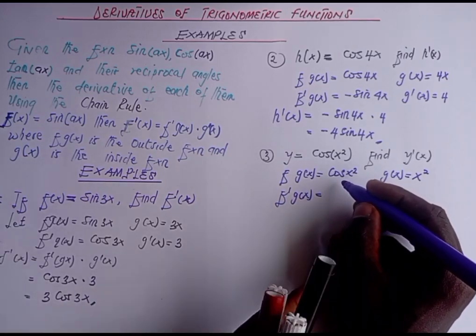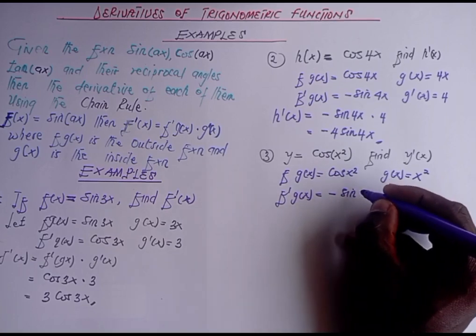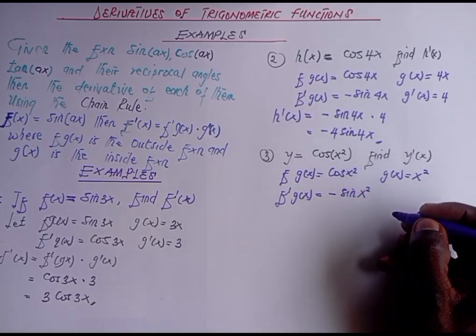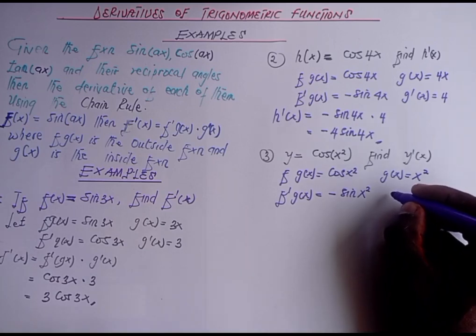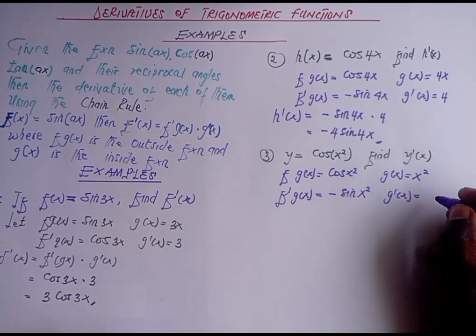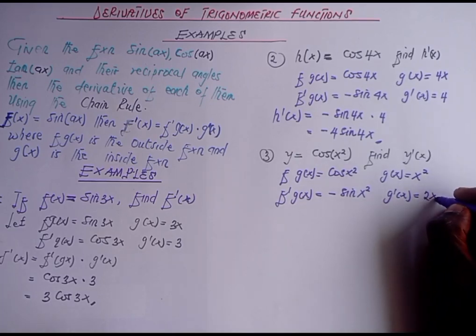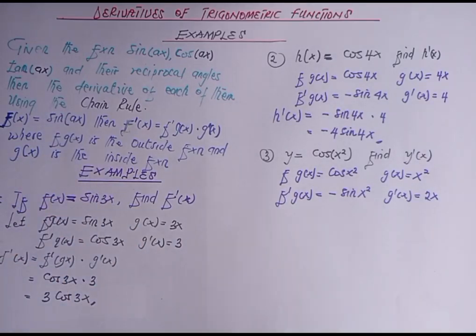When we differentiate cos, what do we get? We are still getting a negative sign, and then we add our x squared to it, and after that we find the derivative of the inside function. When we differentiate x squared, we get what? 2x. So we just substitute these derivatives into the chain rule formula.